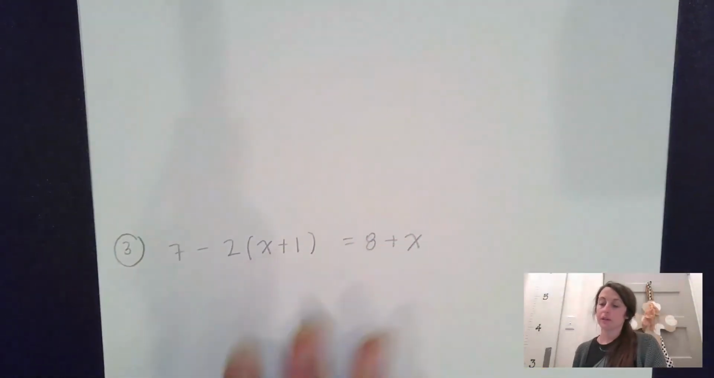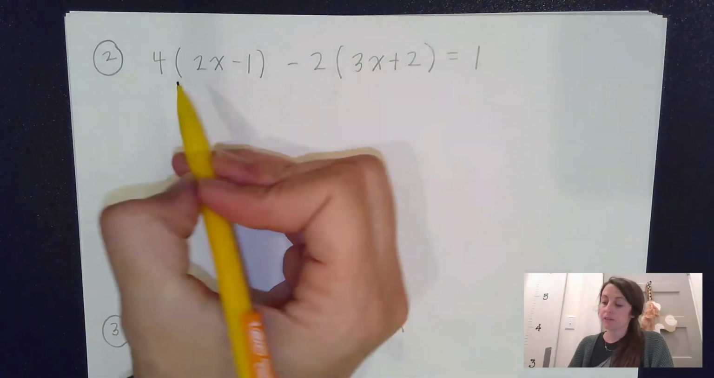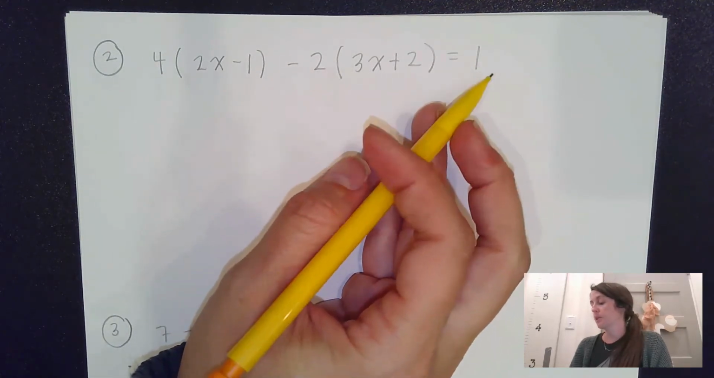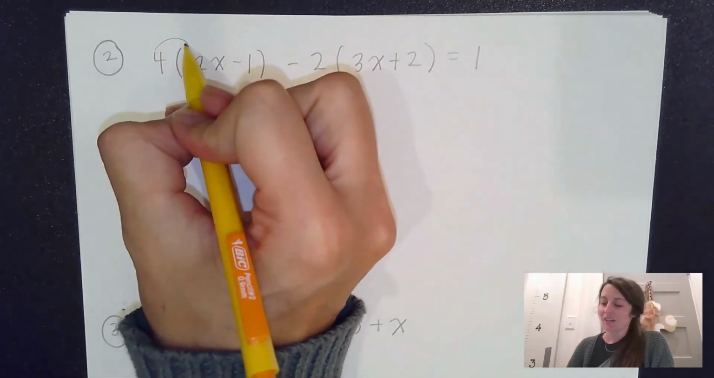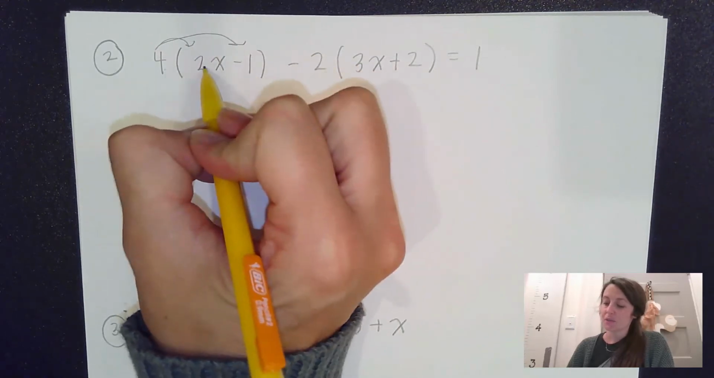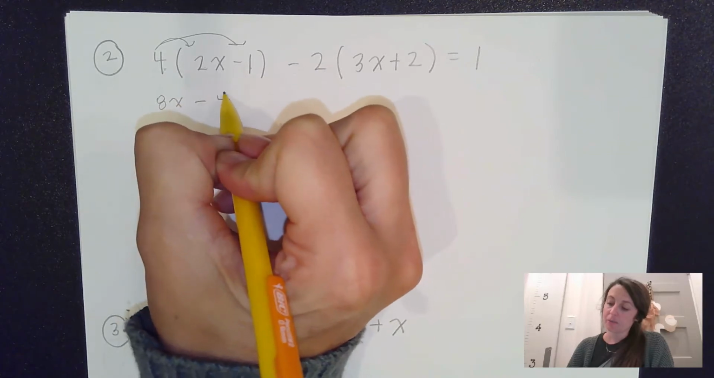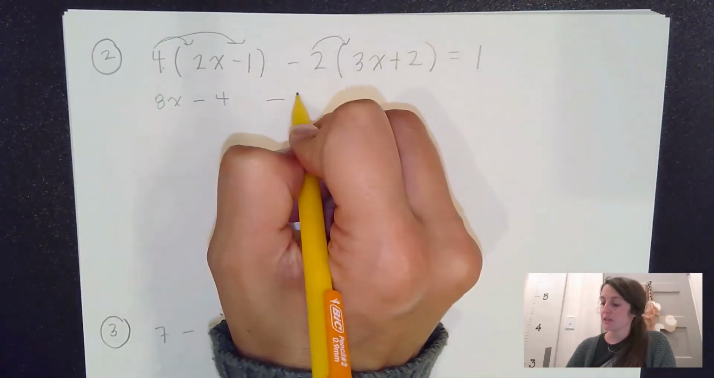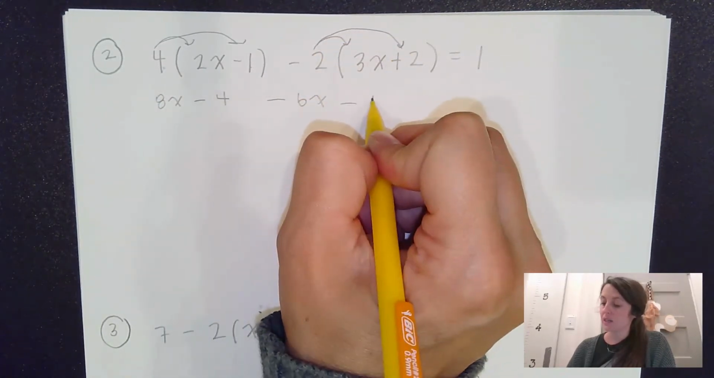Alright, let's look at this one. Number 2. I've got 4 times 2x minus 1 minus 2 times 3x plus 2 is equal to 1. So, parentheses. So I'm going to multiply here. So 4 times 2x is an 8x. 4 times negative 1 is a negative 4. I'm going to do the same thing here. So negative 2 times 3x is a negative 6x. Negative 2 times a positive 2 is a negative 4.